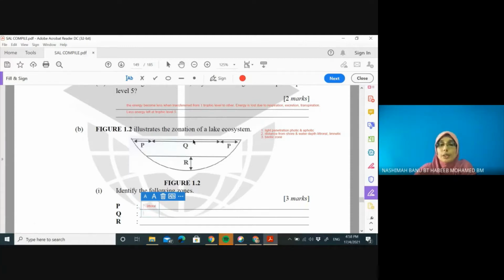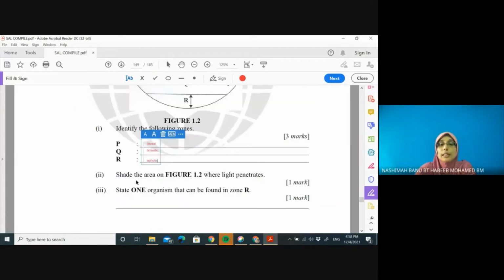Okay, so now it's in the middle. Dah nampak dia dah jauh sikit, dan penetration of sunlight kita masih nampak, tapi dia dah mula ada kedalaman. So the best is limnetic. And the third one, kita nampak yang ini adalah aphotic. Maksudnya mula tak dapat ataupun kekurangan sunlight penetration di sini, dan dia lebih dalam dan jauh daripada shore. So this one is better known as aphotic, sebab bahagian yang tidak dapat sunlight.